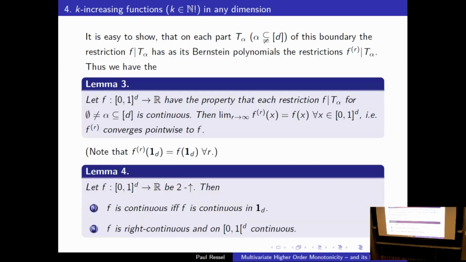And one lemma: if I have any function of d variables which is 2 increasing, then it is continuous if it is continuous in 1D, and it is always right continuous and in the interior continuous. So this means that 2 increasing functions are of the type of lemma 3, where we could apply what is necessary.